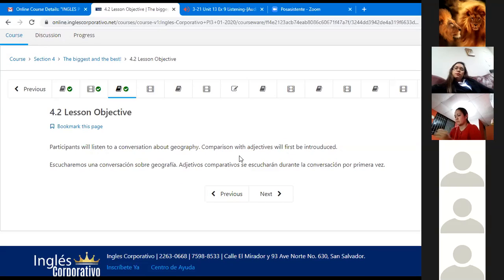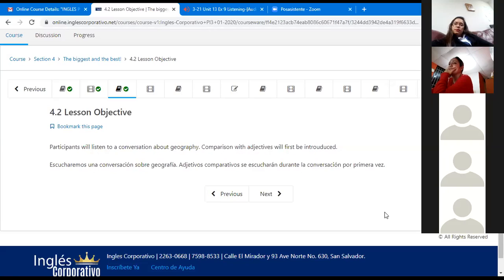Okay, now we're going to compare. How you have comparison with adjectives. For example, do you remember the comparisons? Yes, Xiomara? Do you remember comparisons? No. Okay, not in this moment. Okay, and you, Yesenia? Do you remember any form to compare?